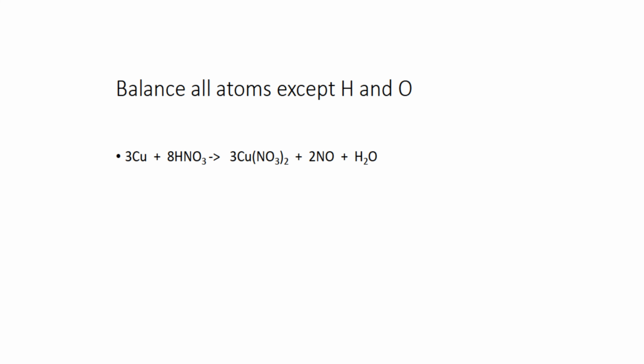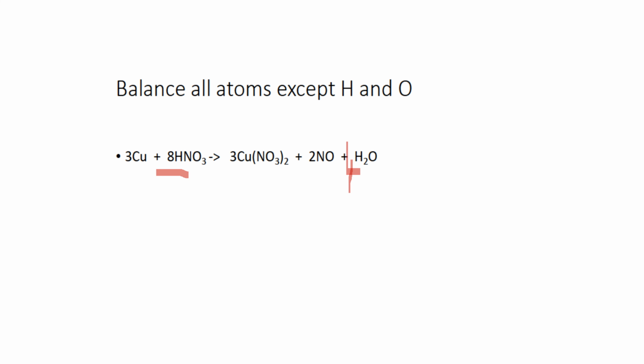So as per the earlier step, all the atoms have been balanced except hydrogen and oxygen. So we move on to this step where we first try to balance hydrogen. There are 8 hydrogen atoms on the reactant side, only 2 hydrogen atoms on the product side. So to make that 8, I'll multiply the water molecule with 4. When we do that, 8 hydrogen on the reactant side, 8 hydrogen on the product side, hydrogen is balanced.